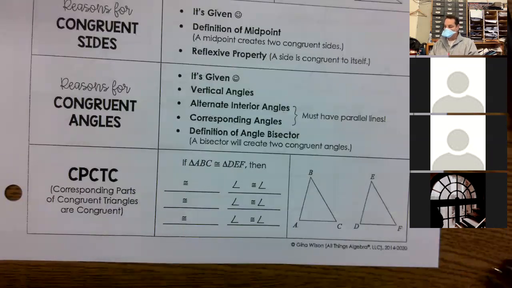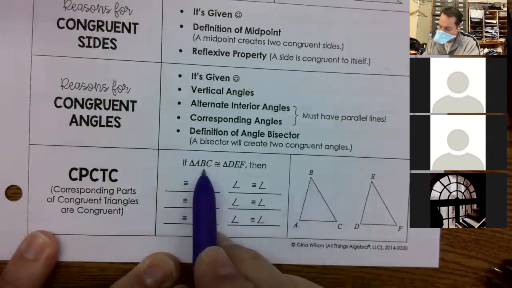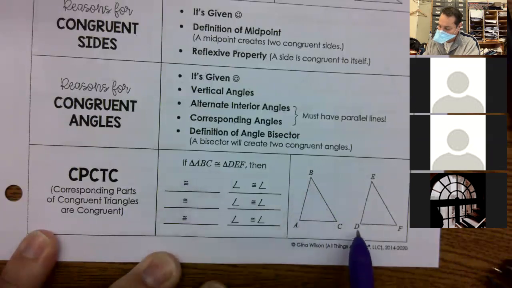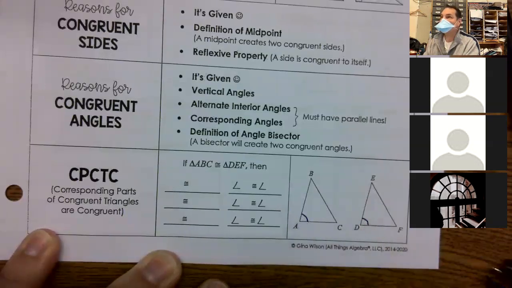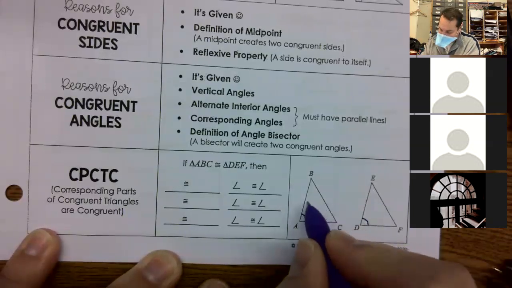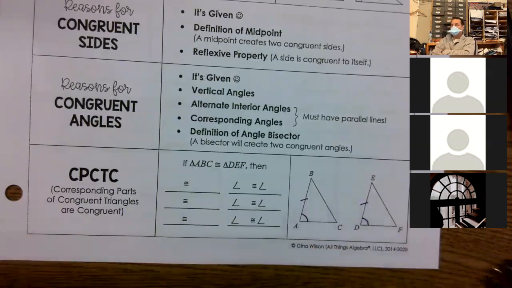If in fact we prove that two triangles are congruent, for example, we prove that triangle ABC is congruent to triangle DEF. It could be that, for instance, I had angle A is congruent to angle D, and I had AB is congruent to DE, and I needed a third piece of information to make those congruent. What is the possible third piece of information I could have?